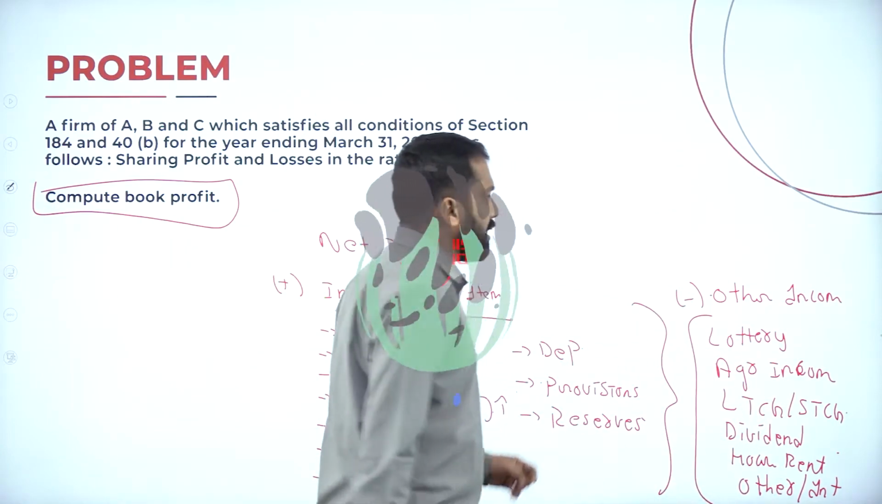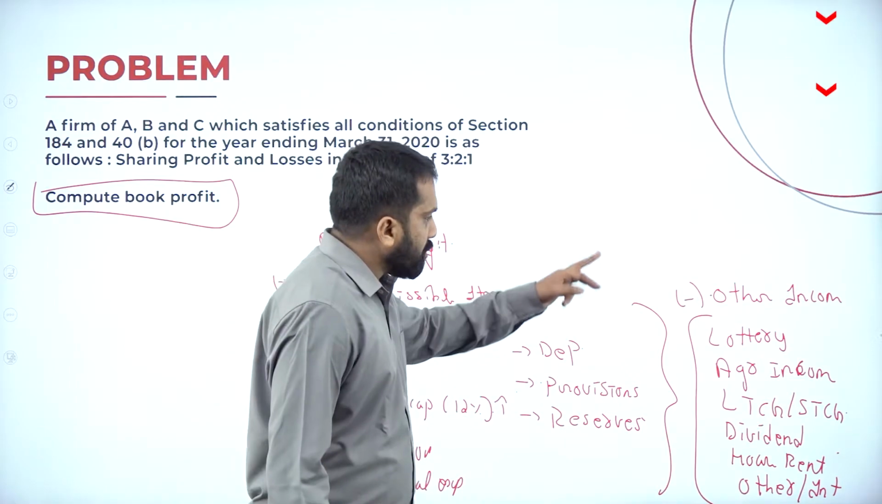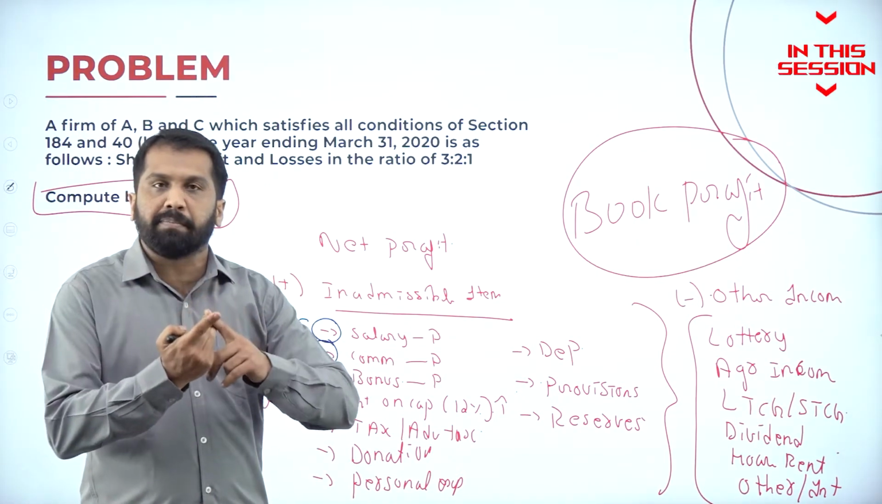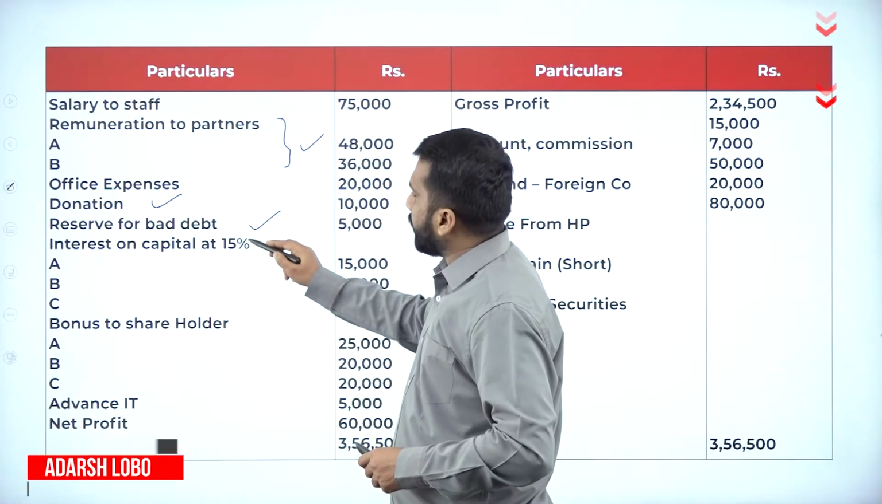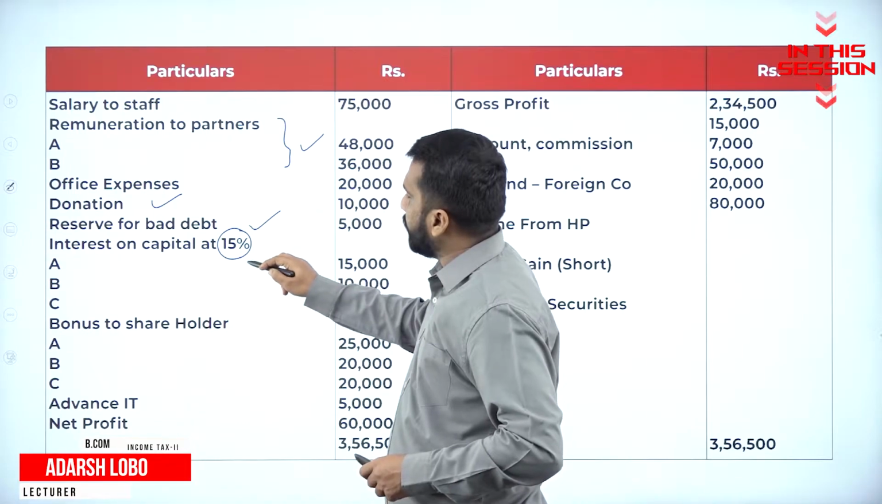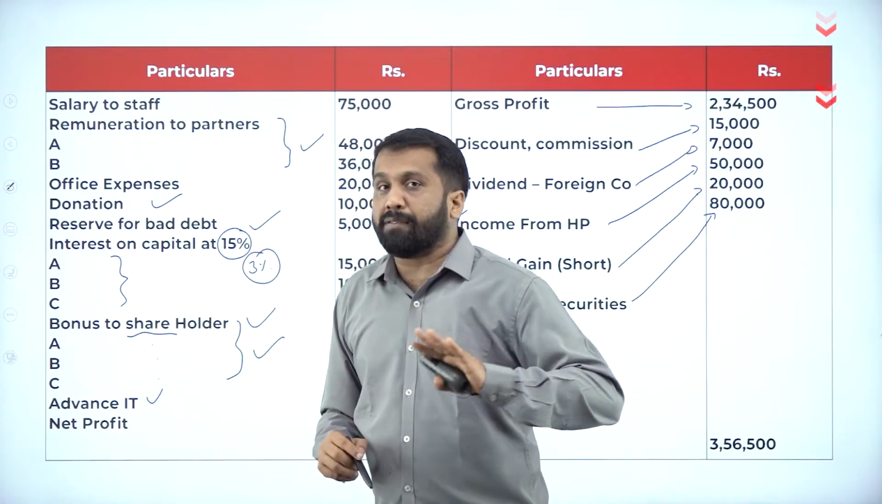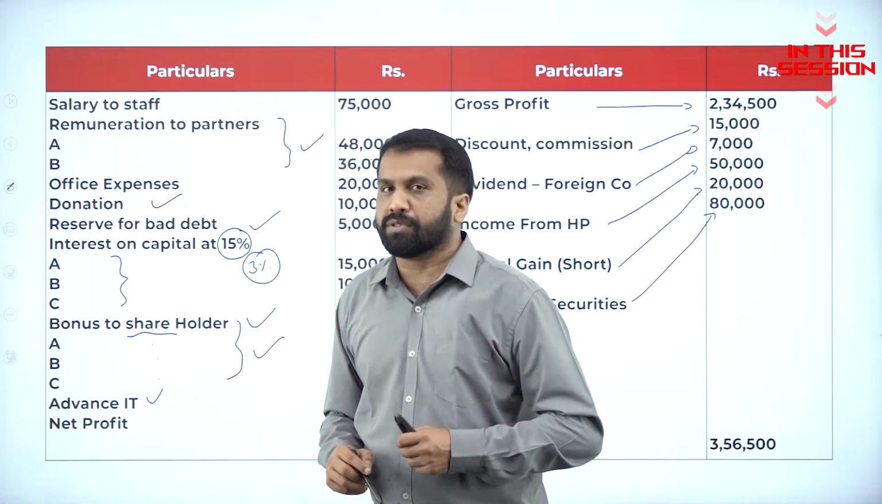All this comes under your other income. What we are supposed to do? We are supposed to minus all this. There are three partners. A and B are working partners. Don't consider C now. Interest on capital 15% is there. Only 3% we are supposed to take. All 10,000 is not paid for trade association. It is paid for something else. That's why we are supposed to take.